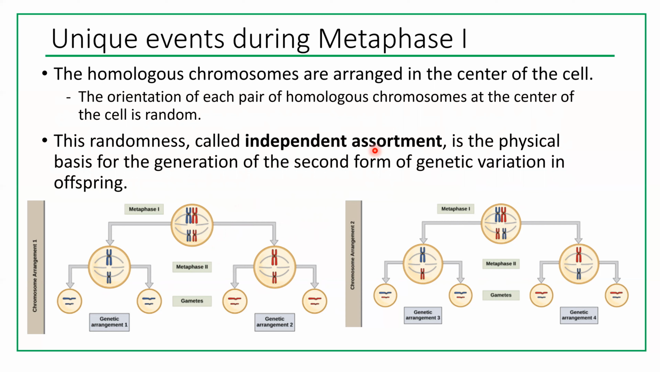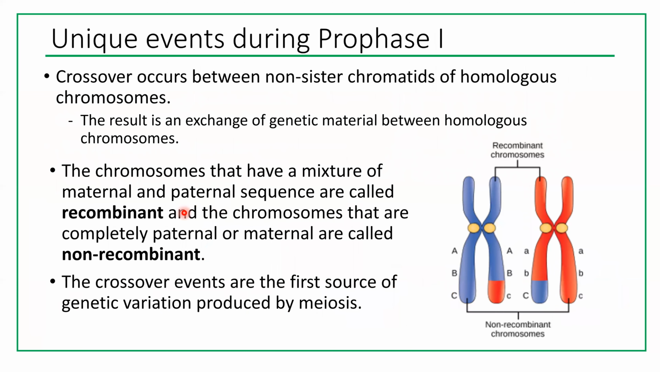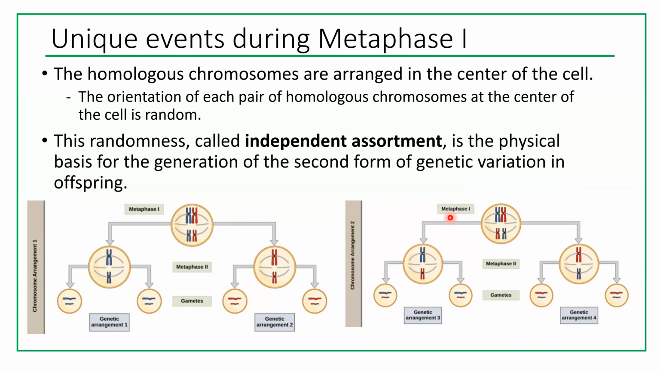So independent assortment is the physical basis for the generation of the second form of genetic variation in offspring. The first source of genetic variation is crossing over, and the second source of genetic variation is independent assortment.